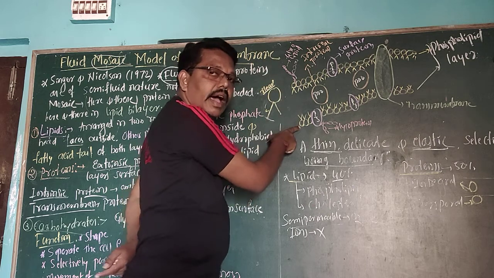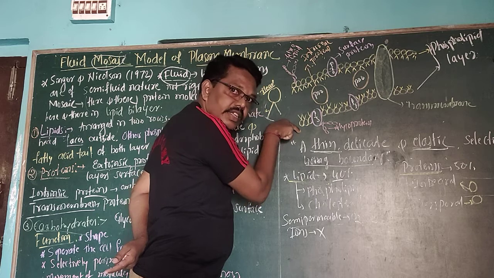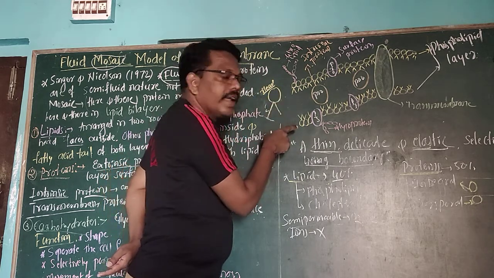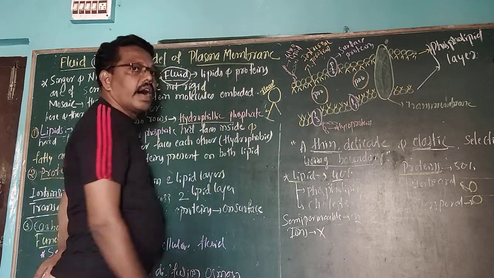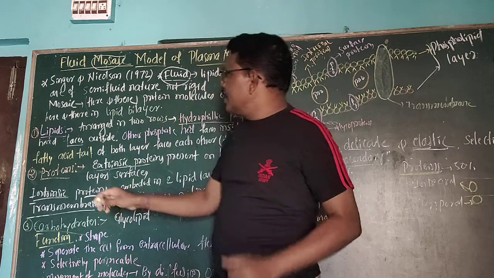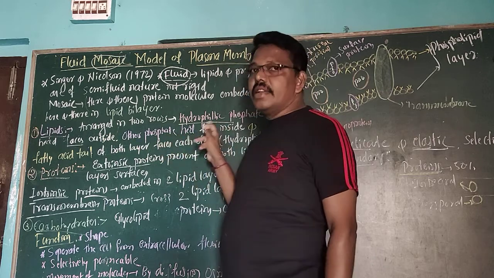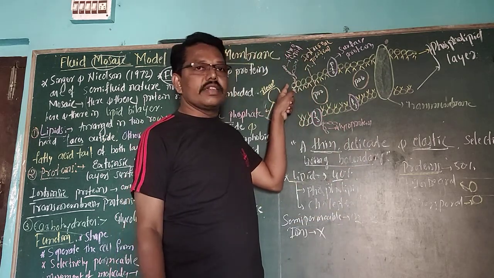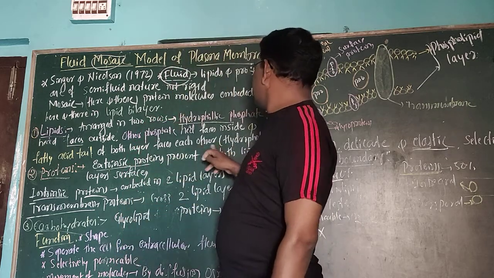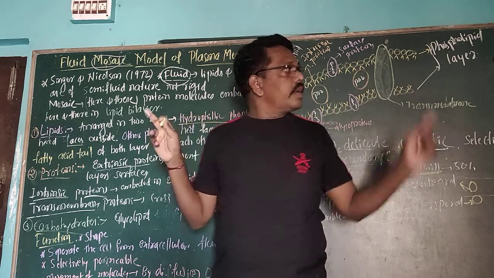Here you will see another phospholipid, whose head faces inside the cell. These two heads of the lipid bilayer are hydrophilic in nature, that is, water loving. One head faces outside, and the other phosphate head faces inside the cell. This is about the head of the phospholipid.